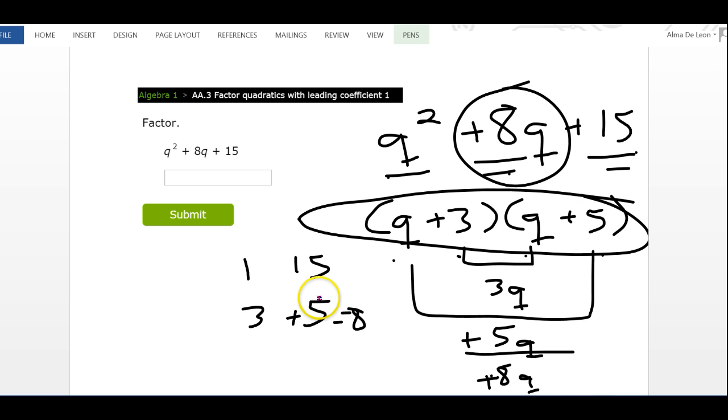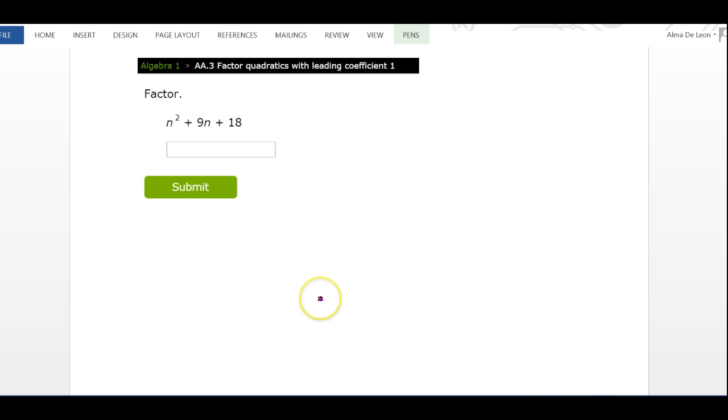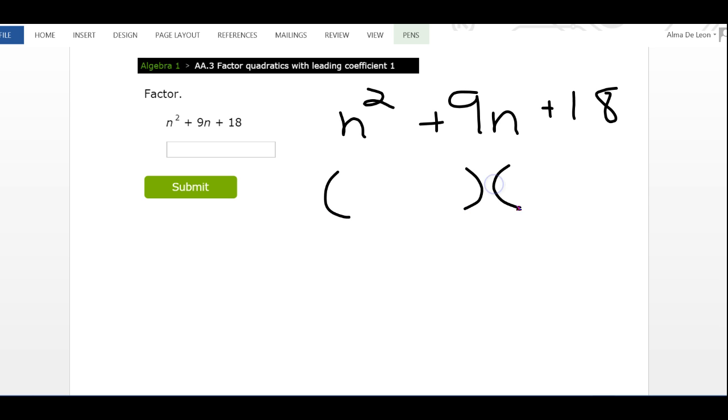Alright, let's do one more. Again, I'm going to start by rewriting my trinomial on the side. I have n squared plus 9n plus 18. I want it to look in the format of a binomial times a binomial. To figure out what goes on the front of my parentheses, I look at the front of my trinomial. What times what gives me n squared? N times n. So that's the front of my parentheses.